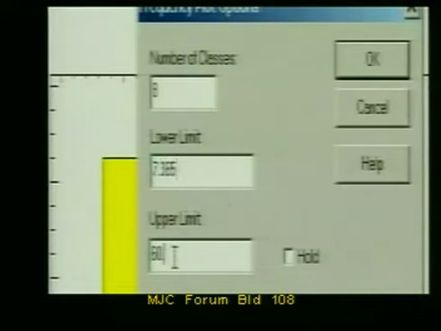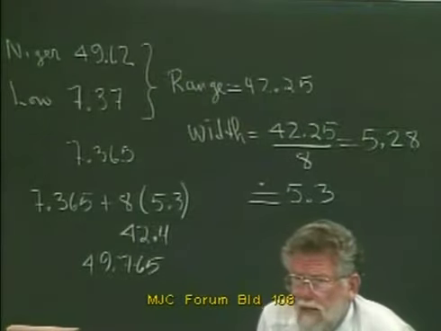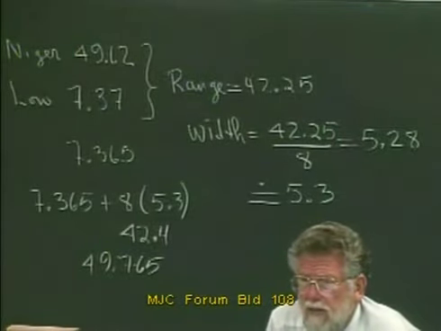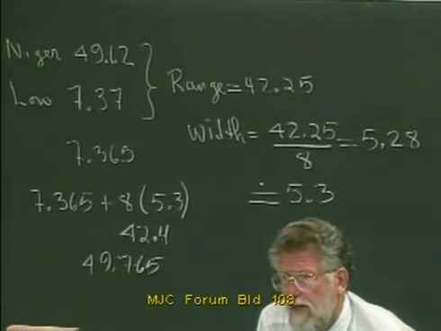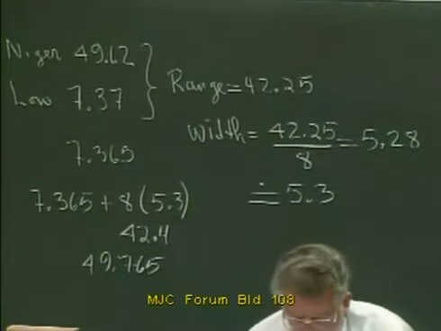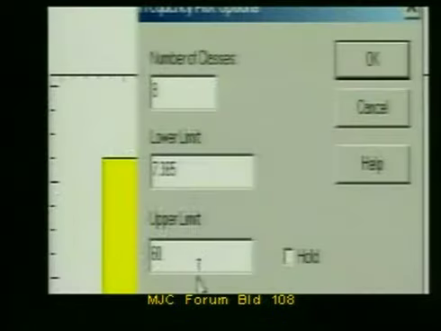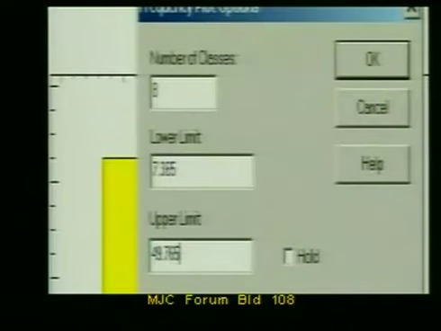Let's come back to the board for that for a moment, Jennifer. That's still up there. That was the 7.365. And then our upper boundary is what? 49.765. So let's come back to the screen. So here I want 49.765, if my memory was adequate.